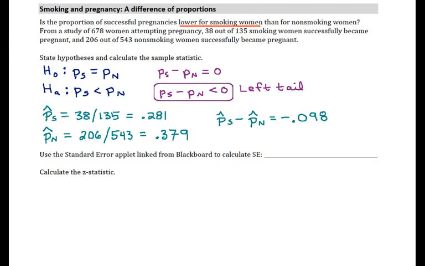Now I'll mention it would have been fine to subtract in the other order as long as we stay consistent with that in all of our statements, including our hypotheses. Okay, at this point we'll go ahead and calculate standard error using the link in Blackboard. So let's go ahead and see where we can find that.